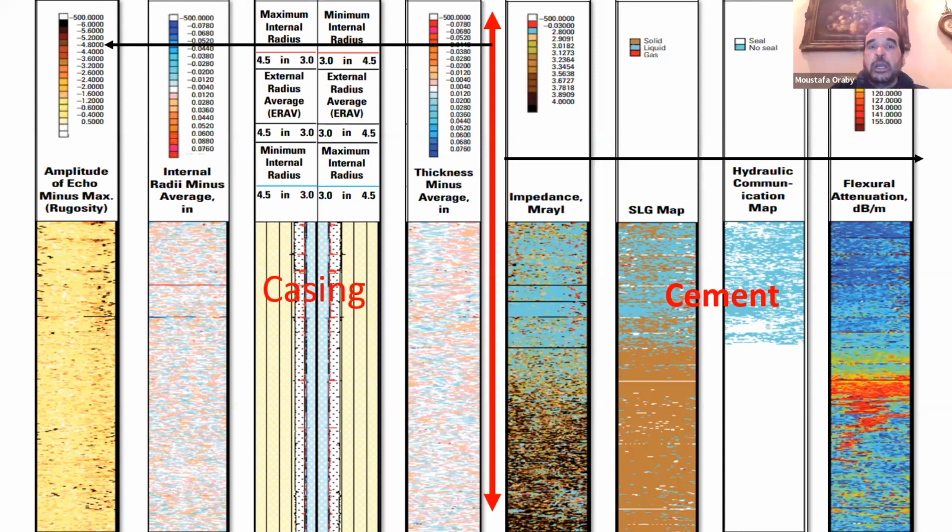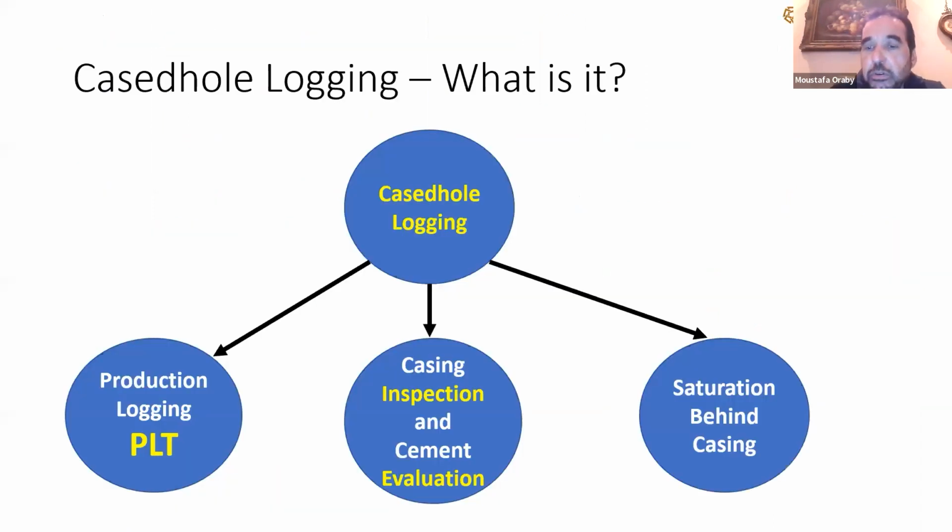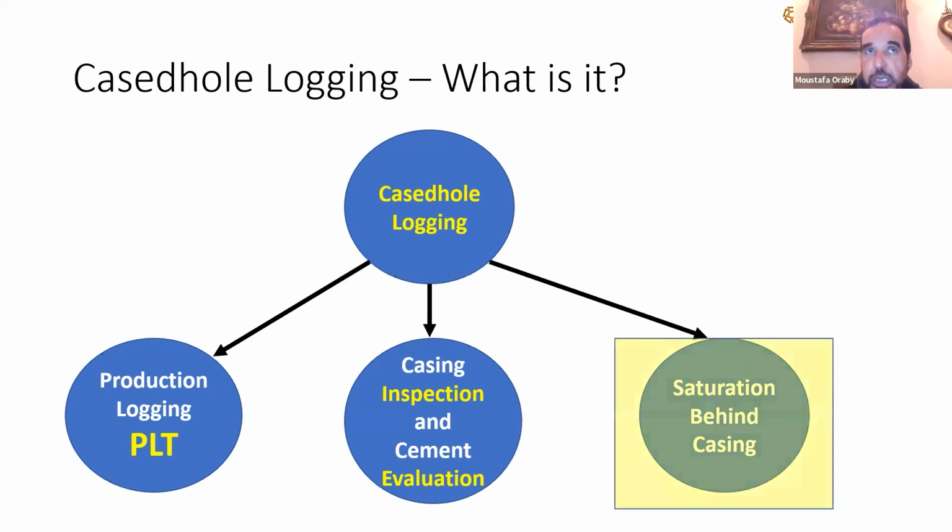All right. So now to go to the third part, which is the saturation behind casing. We actually looked at in the previous lecture what's inside the wellbore. In this lecture, we started talking about what's happening between the casing and the cement. And we found that we can cover this in two different ways, either with one single reading that we call CBL, or with 360-degree coverage readings with the ultrasonic tools that give you information on the casing and information on the cement.